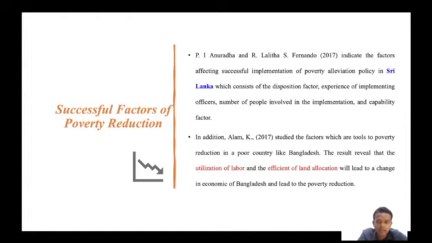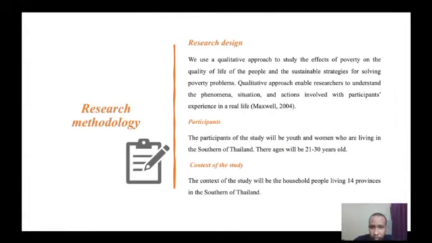In Bangladesh, the result reveals that the utilization of labor and also the efficiency of land allocation will lead to a change in the economy of Bangladesh and lead to poverty reduction. In order to achieve the purpose of this study, a qualitative research design approach was used in order to hear the lived experience of the people who experience poverty in southern Thailand.